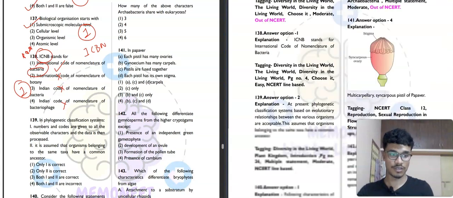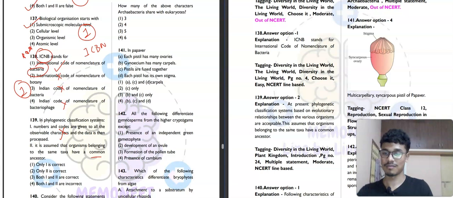Next question, that is question number 139. In phylogenetic classification system, numbers and codes are given to all observable characters and the data is then processed. Do you think it is correct? No, this is not correct. In phylogenetic relationship, you don't have to do this. What you have to do is assume that organisms belonging to the same taxa have a common ancestor.